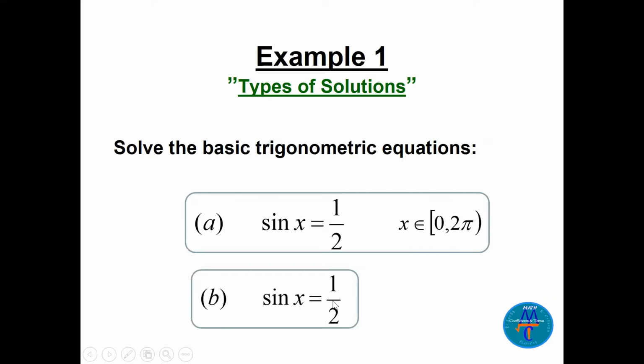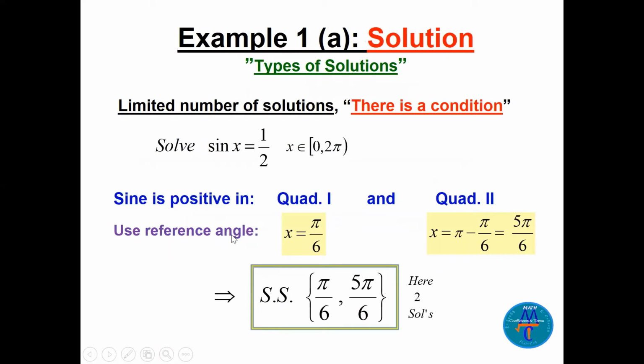The second one, there is no condition, so we have to find all the angles x whose sine is half, and they are infinite. So the first one, there is a limited number of solutions because there is a condition here. So we ask two questions.